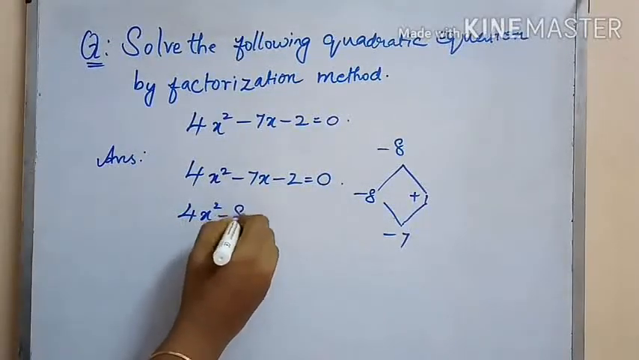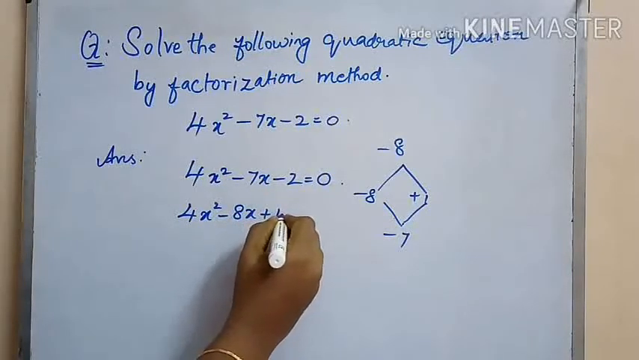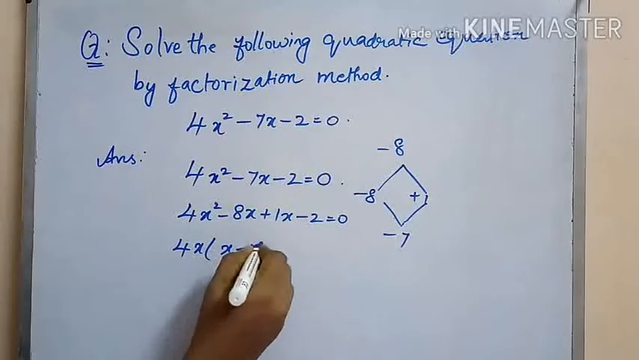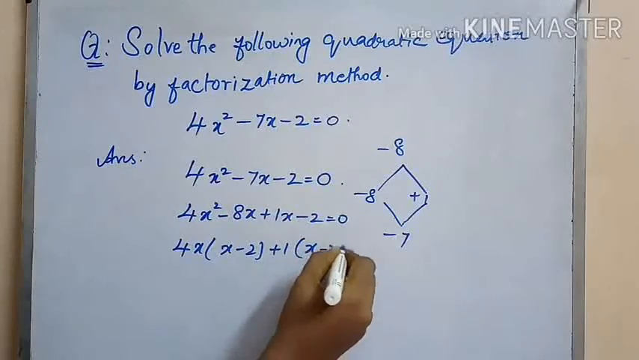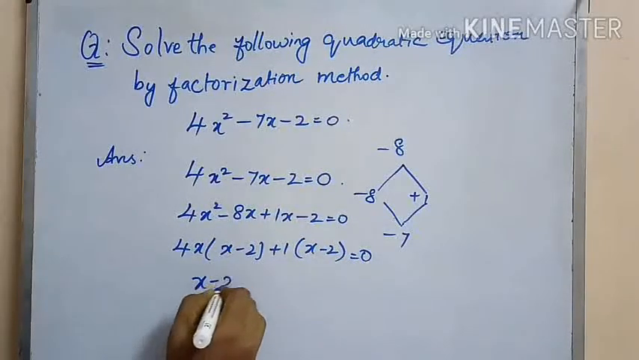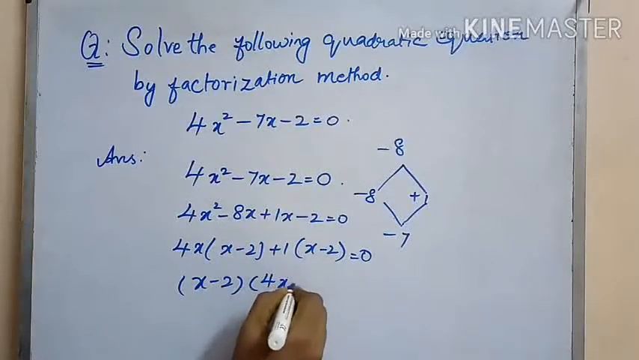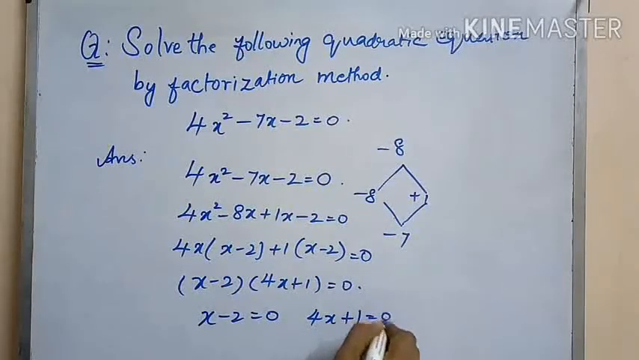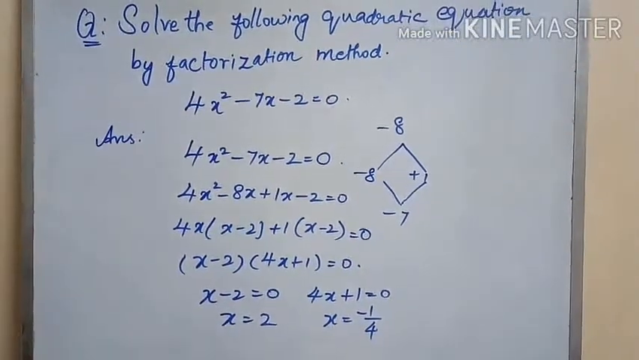So now, by grouping method, we can factorize this equation. So 4x squared minus 8x plus 1x minus 2 is equal to 0. The first two terms we have 4x common, so we can take it out, and 4x into x minus 2 plus 1 into x minus 2. The factors are x minus 2 into 4x plus 1. When equating to 0, we get x is equal to 2 and x is equal to minus 1 by 4. These are the roots of the given equation.